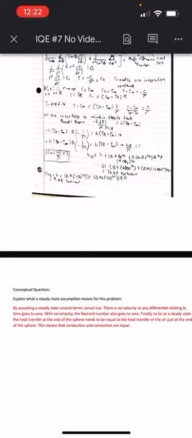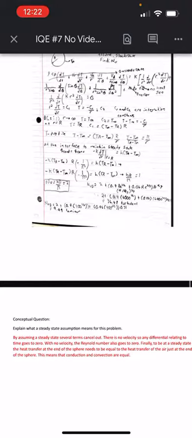And then in a steady state problem, the convection and conduction are going to be equal to each other at the point of the surface. So we use that relation in solving the problem. So the steady state assumption does a lot in this problem.